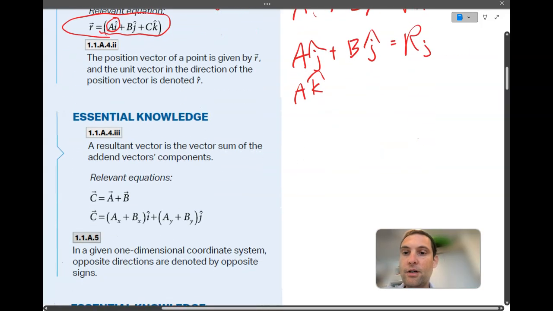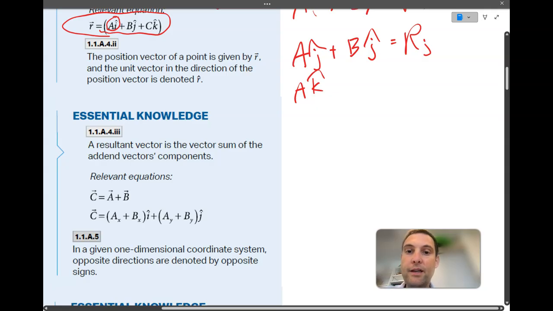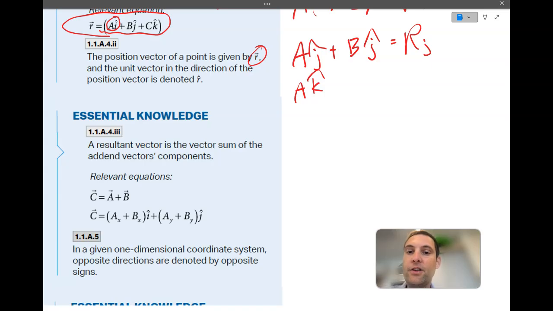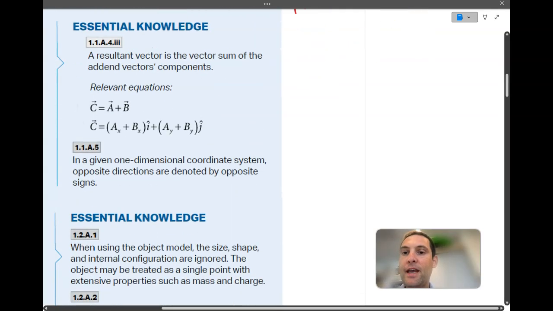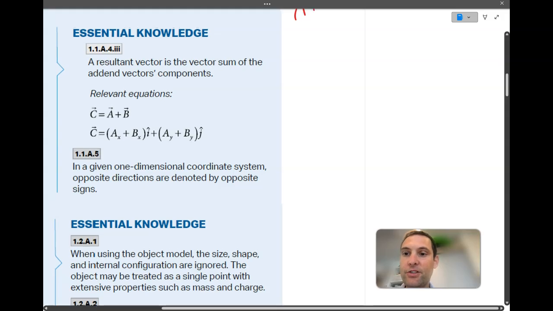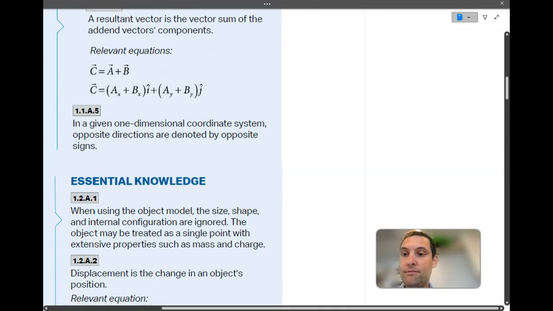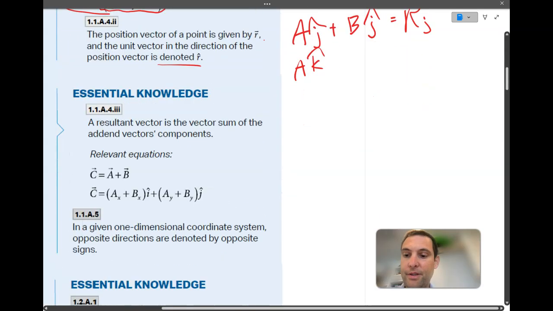The position vector of a point is given by R. So this is our position vector. And the unit vector in the direction of the position vector is denoted R hat. So R hat is going to give me the direction, whereas my position vector is just R. A resultant vector is the vector sum of the added vectors' components. That's what I just said up there.